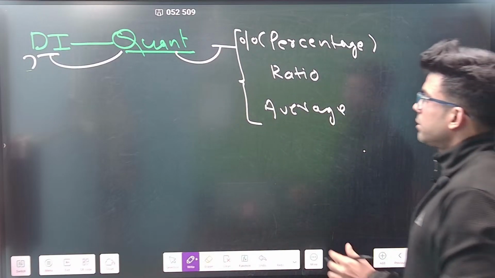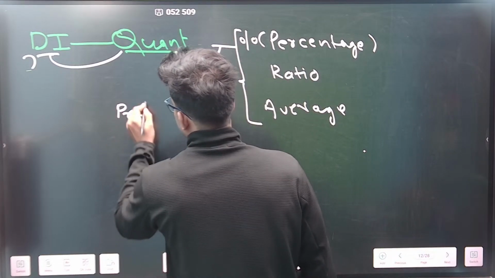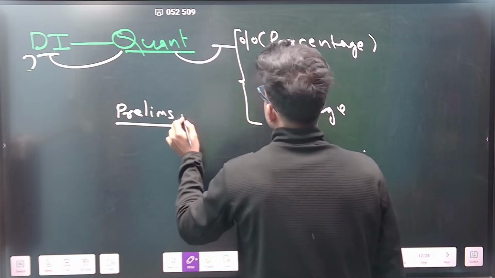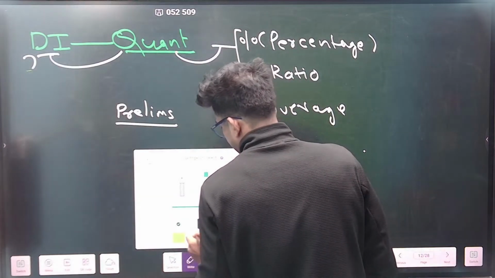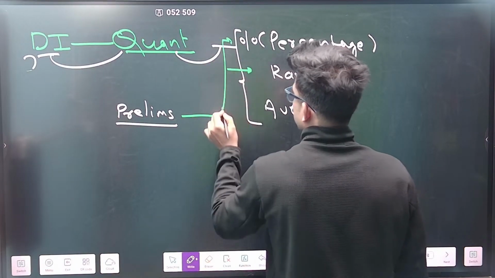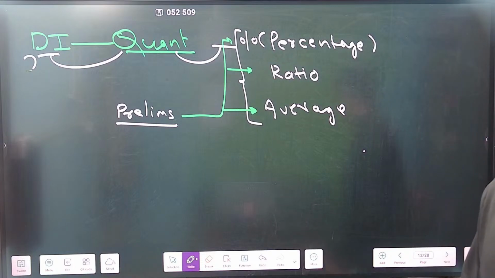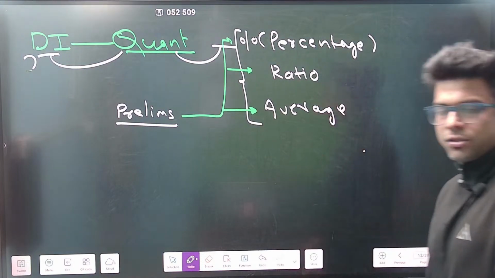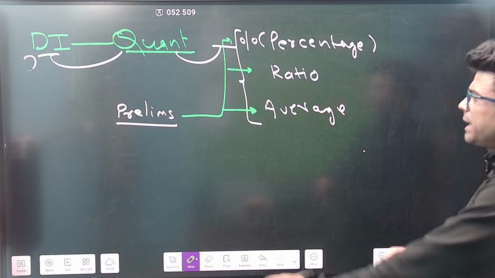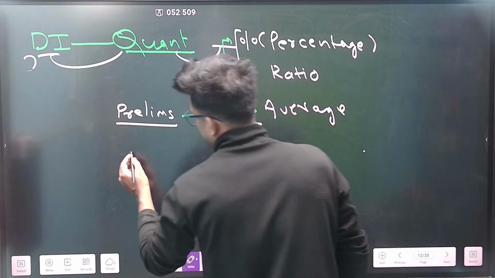If you are preparing for the prelims, then I would say that most of the paper you can solve with these things. 1, 2, and 3. Means you can solve prelims with percentage, ratio, and averages. This is only for the prelims, guys. For the mains, I cannot guarantee.